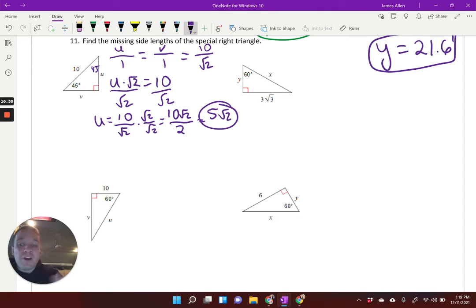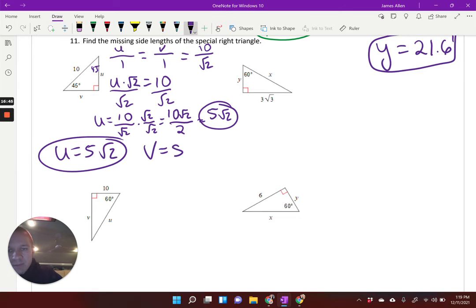Now, since U and V are both across from the same measure angle, U and V equal the same thing. So we're done. Cool. All right. Next one.